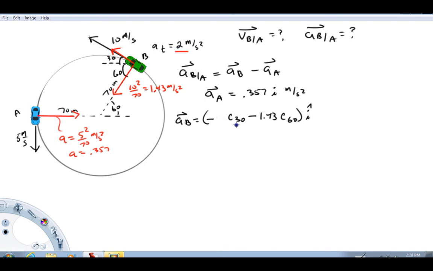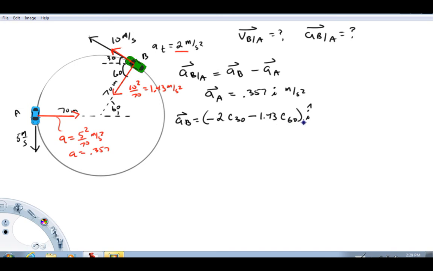So that's going to be minus 2 cosine 30. So this vector has a magnitude of 2. Its x component is adjacent to the 30-degree angle, and it points to the left. That's why the minus 2 cosine 30. The centripetal acceleration has a magnitude of 1.43. It makes an angle of 60 degrees with the horizontal, and it also points left. That's where I'm getting the minus 1.43 cosine 60.